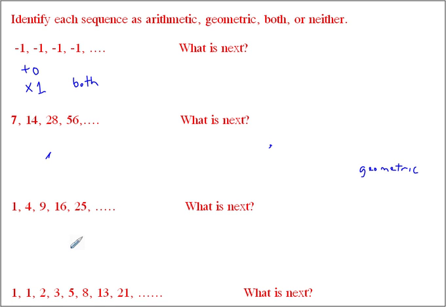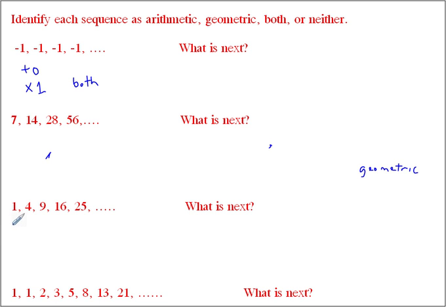Now this one is a little bit tougher. I'll give you a hint right now: it's neither. If we look from here to here, plus 3 doesn't work. From 1 to 4 is plus 3, but from here to here, it would have to be multiplied by 4. Multiplied by 4 doesn't work; I should have 16 there. And from here to here is not multiplied by 4.